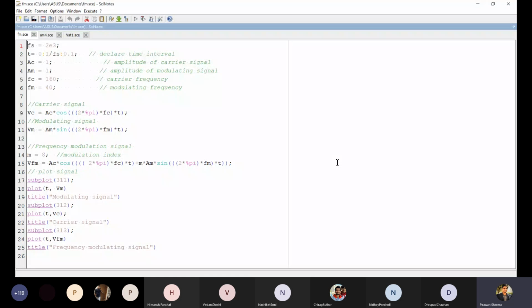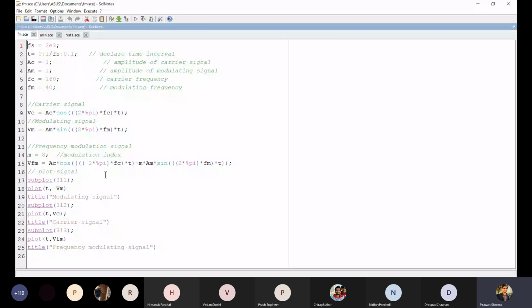created different values for sampling frequency, then time instants we are creating in Scilab, we are denoting different carrier amplitude, modulating signal amplitude, carrier frequency, modulating signal frequency. Then we are forming the carrier signals and modulating signal with the help of this simple equation. And then we are assigning some value to the modulation index, which is represented as beta in FM. If you recollect, we have assigned 8 as the value of that modulation index.